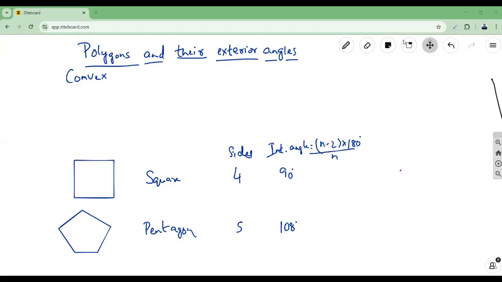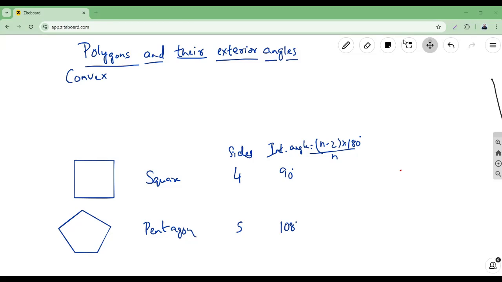Hello, my champions. In this video, we're going to learn about polygons and their exterior angles. If you've not learned polygons and their interior angles concept, go click the link on the right top corner of this video right now to understand first the interior angles concept because math builds on the previous topics. If you've not understood about the interior angles, you're going to find exterior angles difficult to understand.